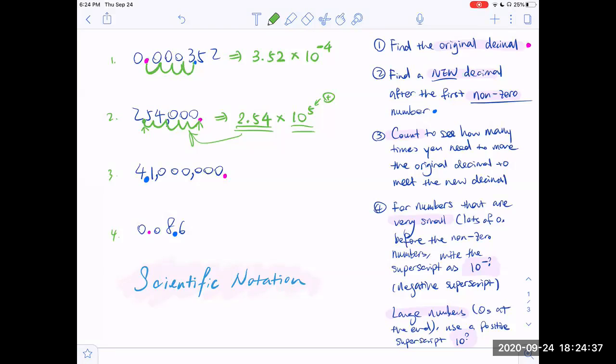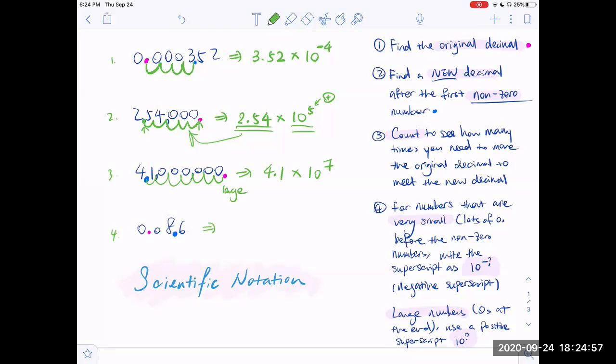Okay, for the third question, we move the decimal 1, 2, 3, 4, 5, 6, 7 times. And again, right here we have a very large number, so we want to have 10 to the positive 7th instead of the negative 7th.